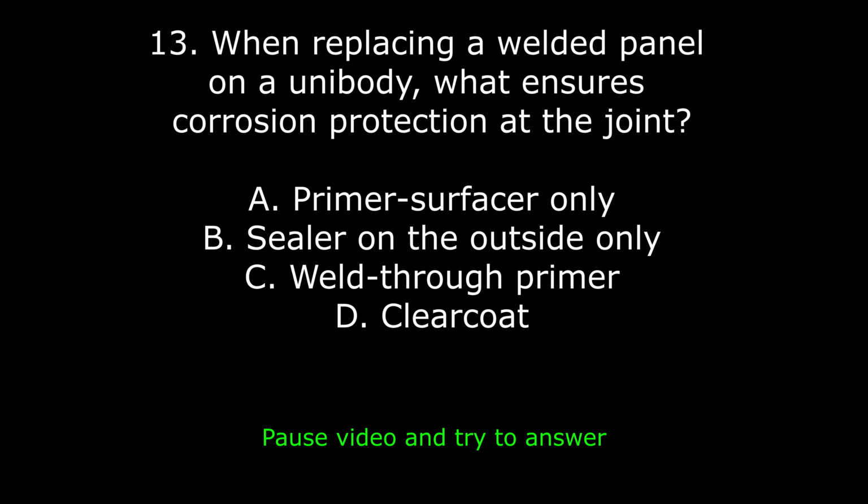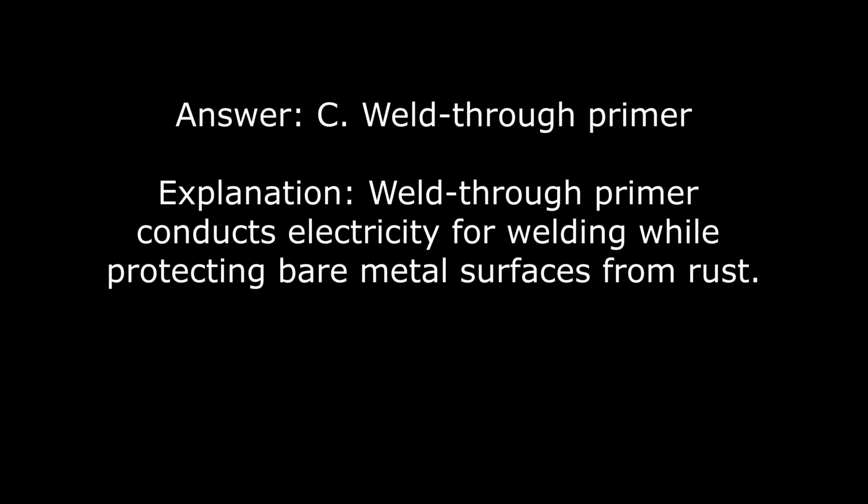13. When replacing a welded panel on a unibody, what ensures corrosion protection at the joint? A. Primer surfacer only. B. Sealer on the outside only. C. Weld-through primer. D. Clear coat. Answer: C. Weld-through primer. Explanation: weld-through primer conducts electricity for welding while protecting bare metal surfaces from rust.